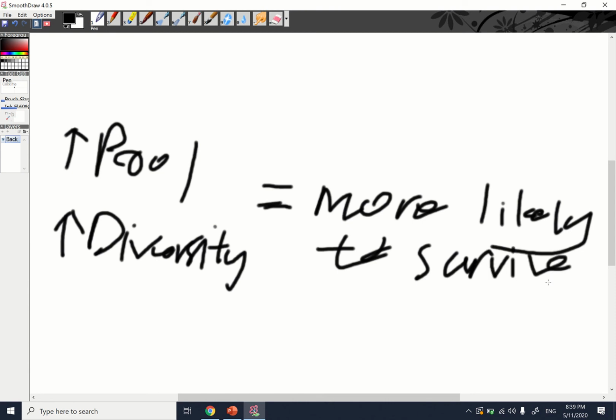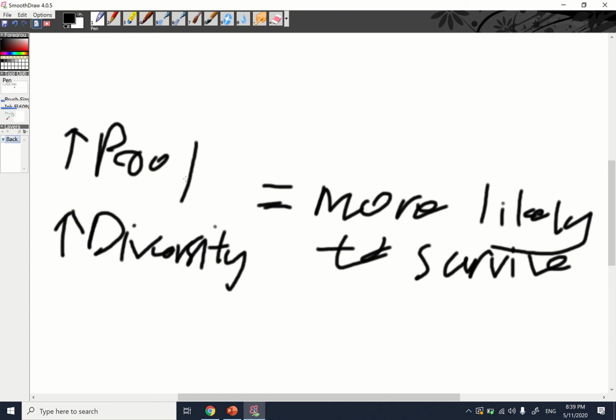Let's say a disease wipes out a population, and the population has a small gene pool. What's most likely to happen is that small gene pool is not going to contain the disease resistant gene. Thus, the population is going to get wiped out. What happens next? Well, it goes extinct. Nothing happens. They all die. This is bad, right? The population no longer exists.